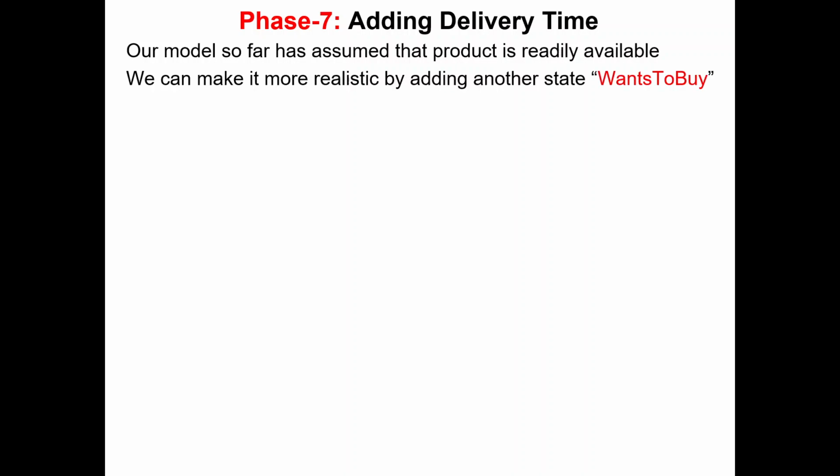So we are going to add product delivery time. Our model so far has assumed the product is readily available. Now we are going to make it more realistic, and for this we are going to add another state, and we will name this state the wants to buy state. Basically, this state will be between the potential user and the user state. So we had initially these two states.